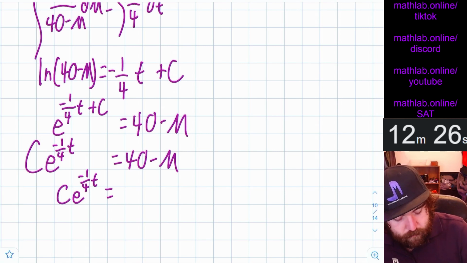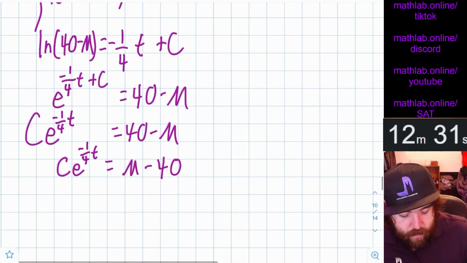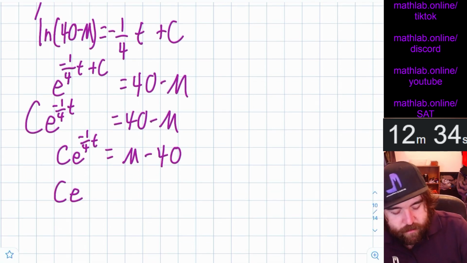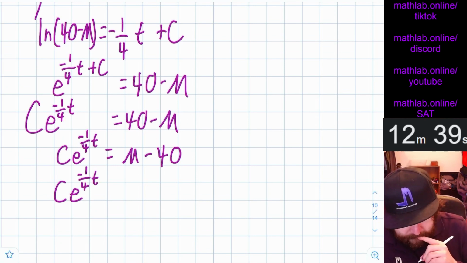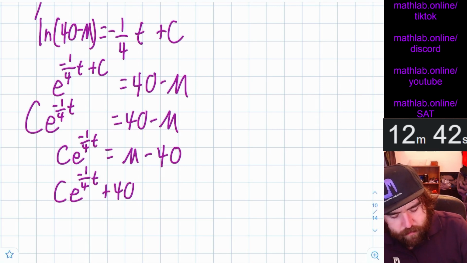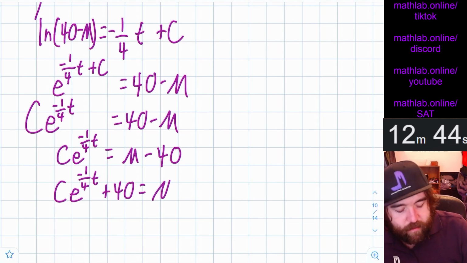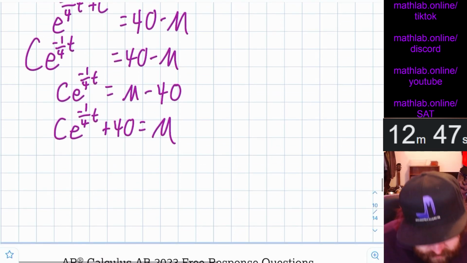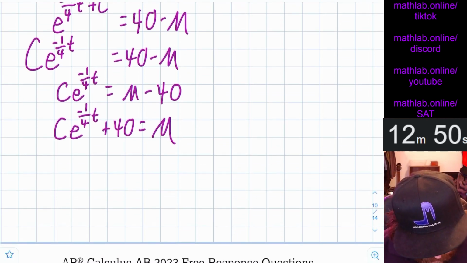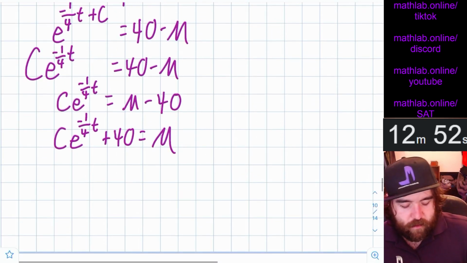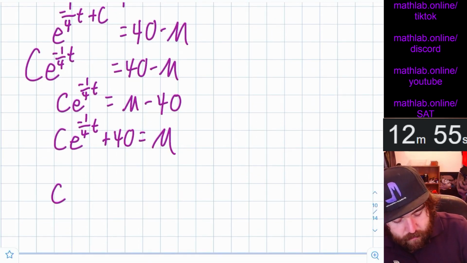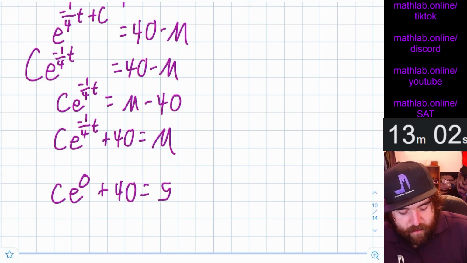equals m minus 40. So then we can add 40 to both sides. And I don't think there's anything we can do with that c there. With that 40. I think we'll just have to leave it like that. And then now we get that equals m. And so the deal is now we'll get our c value and it will like just be 35 or something like that. So now we plug in 0. So c times e to the 0 plus 40 equals 5.